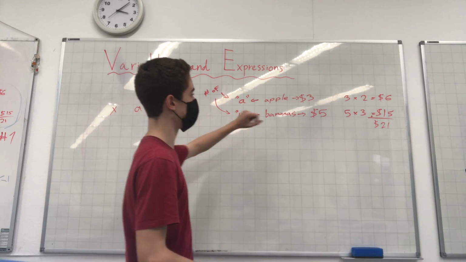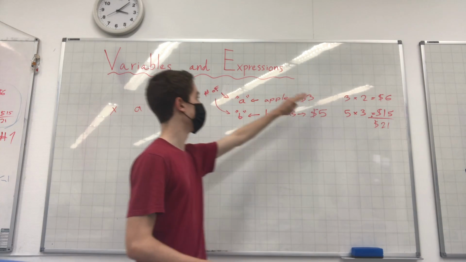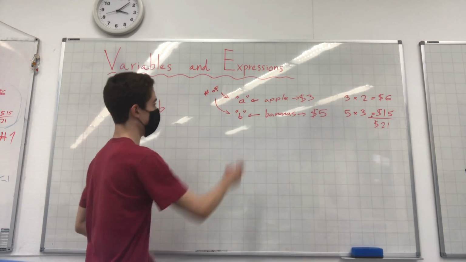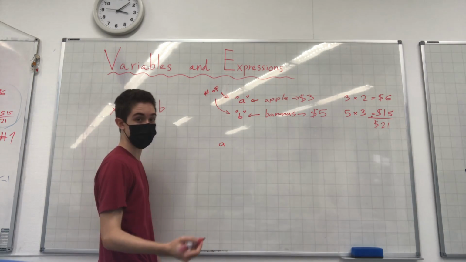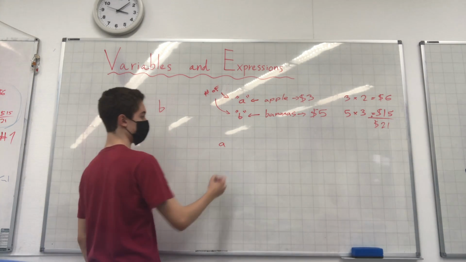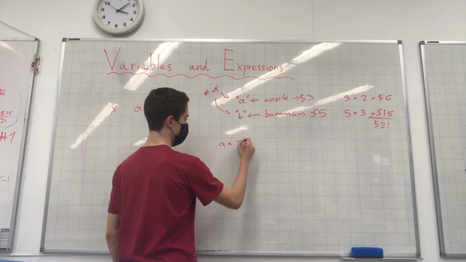So if we're saying that for every apple we buy, we pay 3 hash, and our number of apples that we buy is A, right? So how much you spend with apples is just the value A times 3, correct?